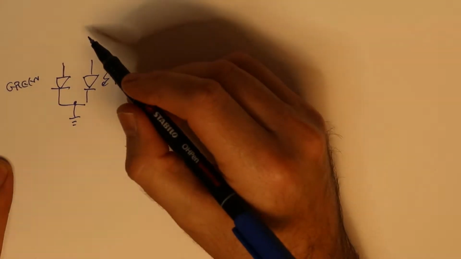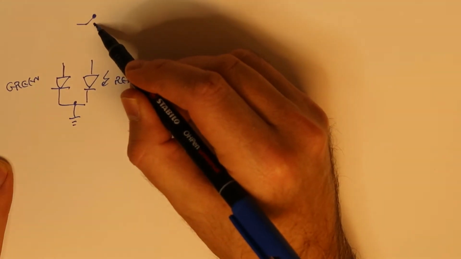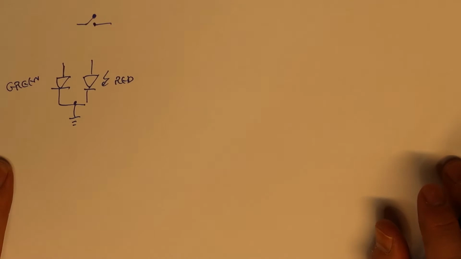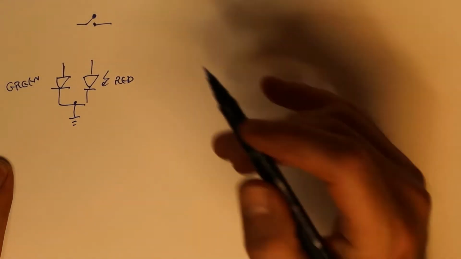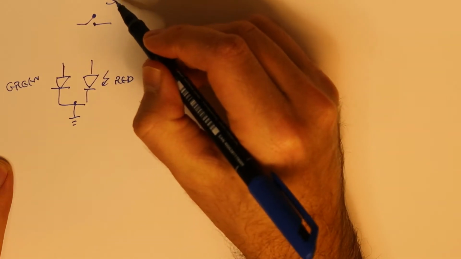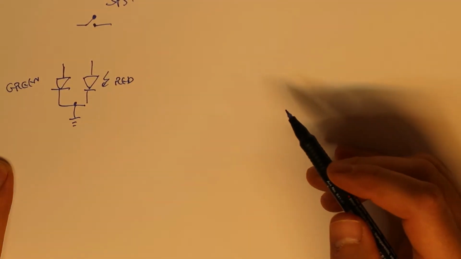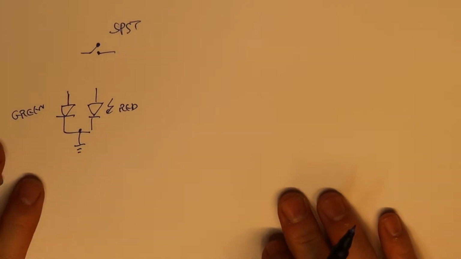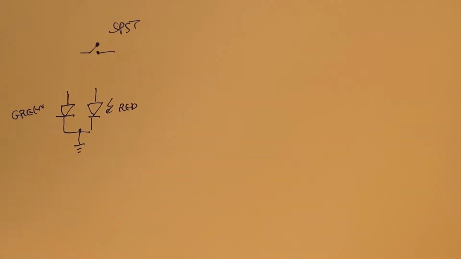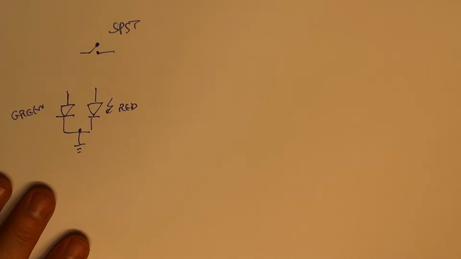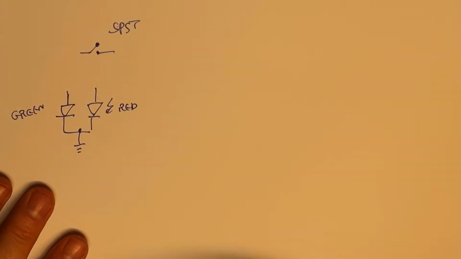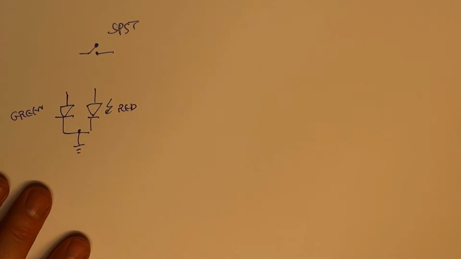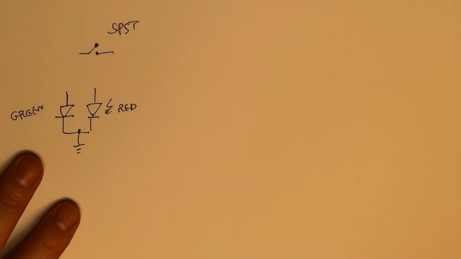Okay, so now I want to build a circuit that will do the change with a press of a switch. And let's say I have this simple switch, which is SPST. This is the name of the switch, SPST, a single pole, single throw. And now the question is how to build this circuit. Of course I can use a relay, I can use logic, but I want to do it as simple as I can.